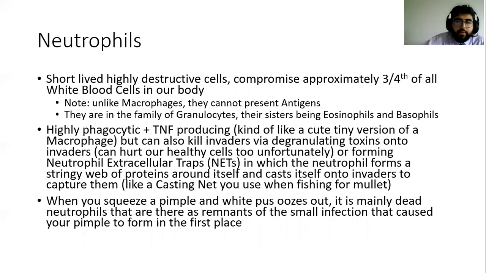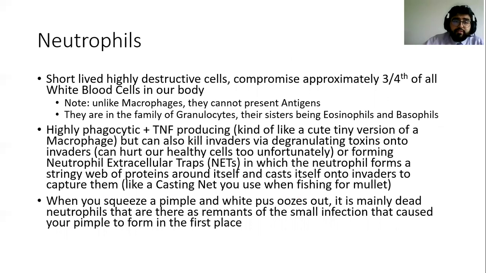Next cell we have in the innate immune system is called the neutrophil. It's very short-lived. It's like the foot soldier of your body. 75% of our white blood cells are neutrophils. They are not antigen presenters, though. They're actually in a class of white blood cells called granulocytes, and they have sisters called eosinophil and basophil, which we'll talk about later, also at a much later lecture when we talk about allergy.